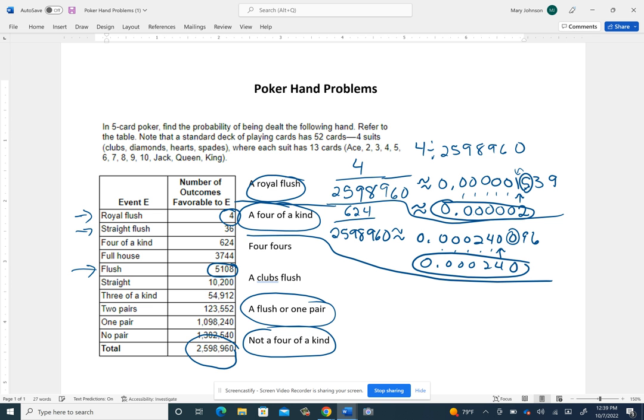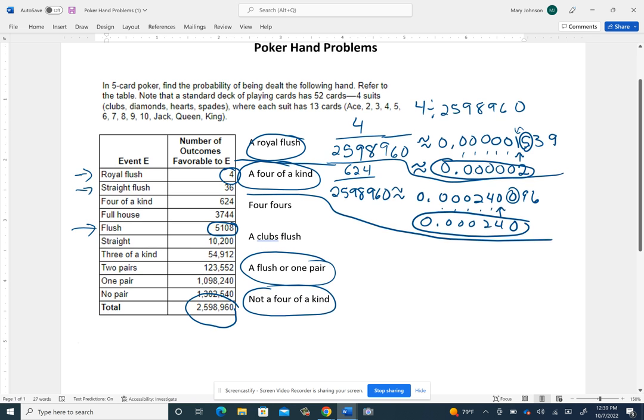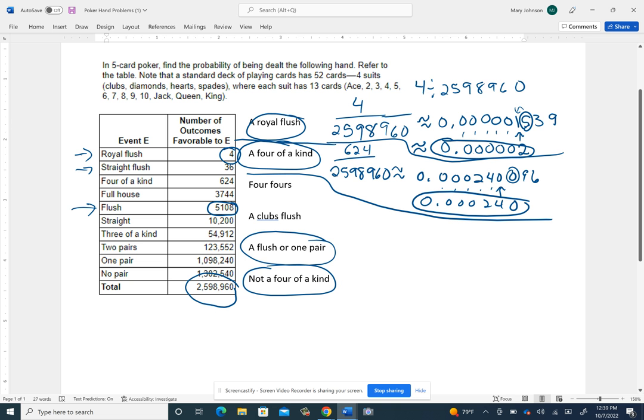We're going to skip the 4 4s and the clubs flush right now. We're doing the ones that are straightforward. Now, when they say flush or one pair, the flush would be 5108 and the one pair would have been 1,098,240. Flush or one pair, it could be either or both. So you would add those two and put that over the 2,598,960.